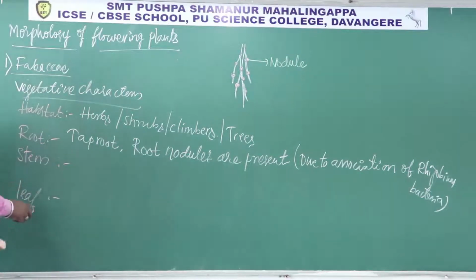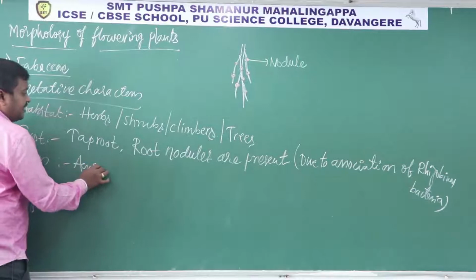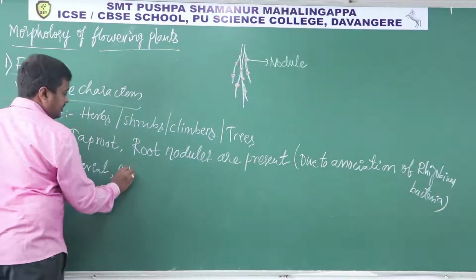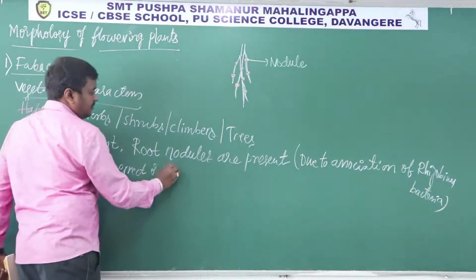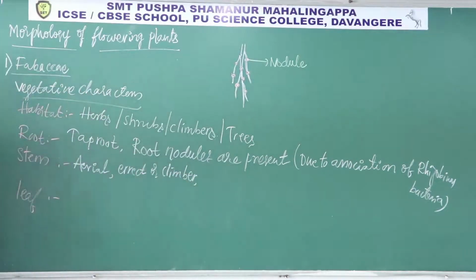Next come to the stem. So usually stem is aerial. Aerial ಅಂದರೆ ಸಾಯಿಲಿಂದ ಮೇಲಿರುತ್ತೆ. Then either it is erect or climber. Erect irutte sometimes, or sometimes it is like a climber. Okay, so aerial, erect or climber irutte. Okay, so that is a character of the stem.